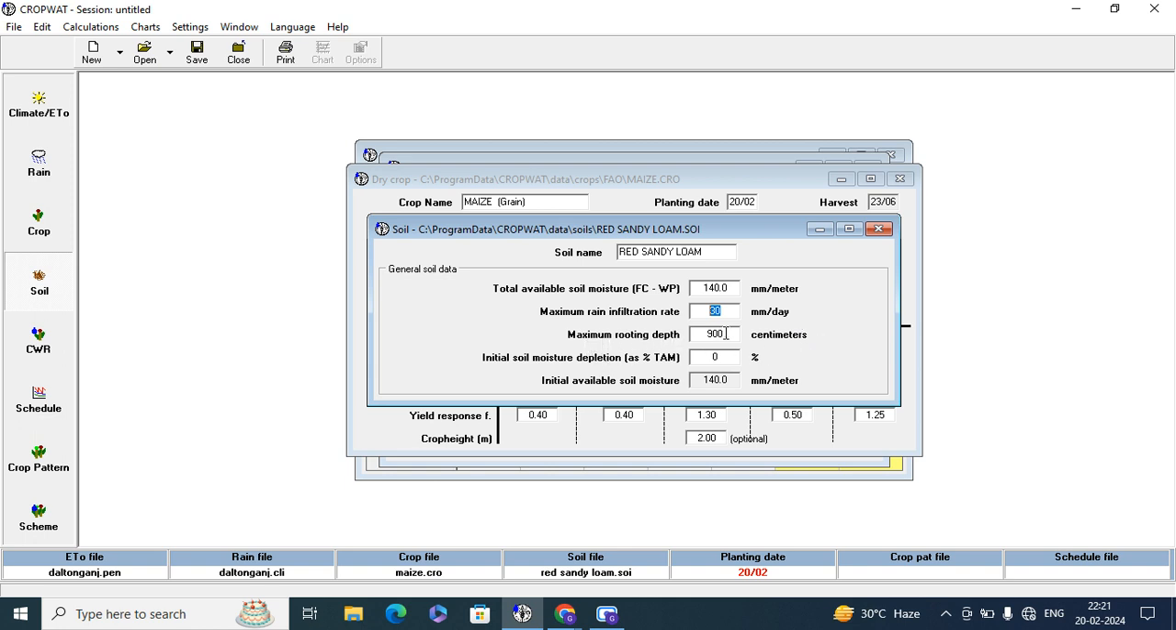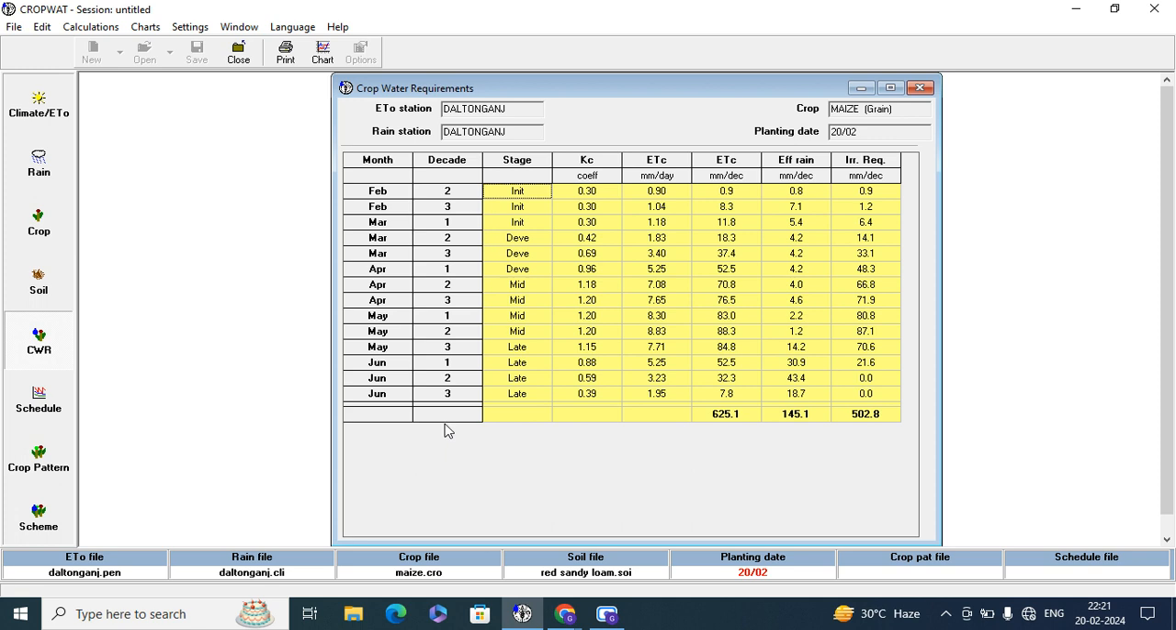Okay, now what is the maximum rooting depth? This information is available over here. Now, if I go to CWR, it means the crop water requirement. This table has been automatically generated because of the information we have provided in the climate, rainfall, crop, and soil sections. After getting that information, CROPWAT has very efficiently identified the amount of irrigation water that will be required for the growth of that particular crop.